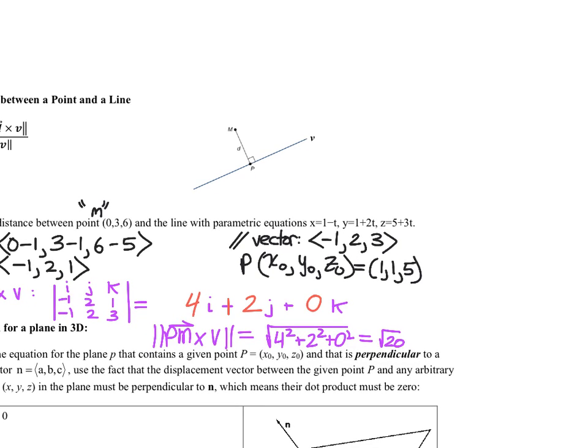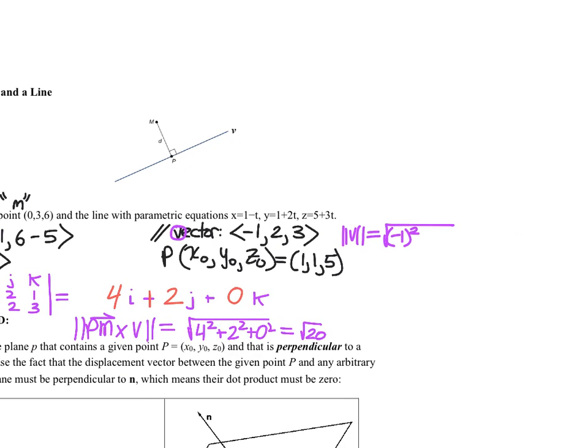We also need the magnitude of vector V. All right, so that's this guy here, vector V. So the magnitude of V is the square root of -1 squared plus 2 squared plus 3 squared. I'll put it below. So we've got 1 plus 4 plus 9, so it looks like the square root of 14.